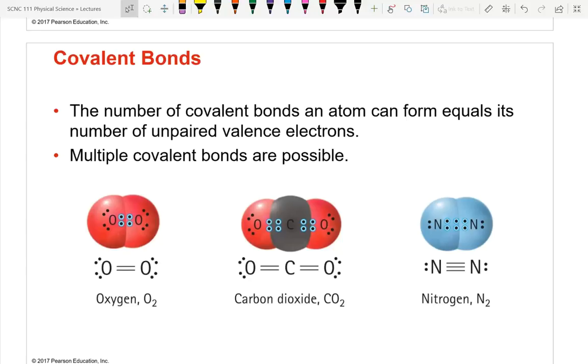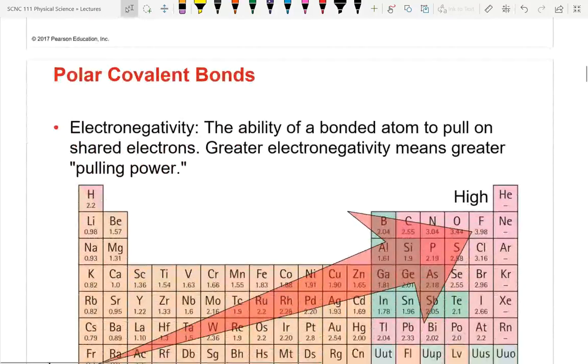This diagram here is just showing that covalent bonds don't have to be single bonds. That means you don't have to have just one electron shared. Each atom can share 2 electrons and have a double bond, or each atom can share 3 electrons in a triple bond.